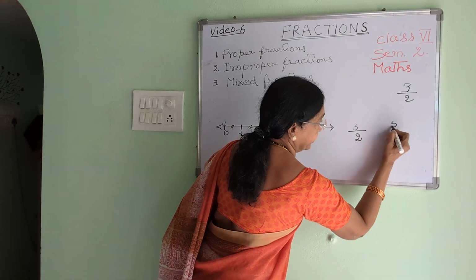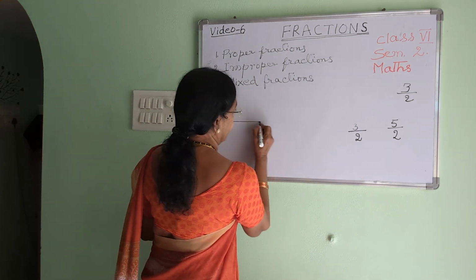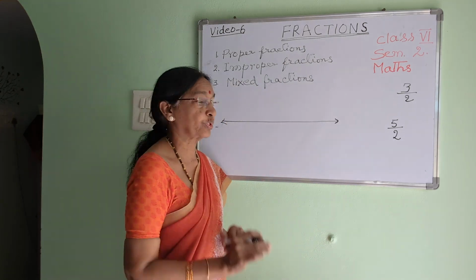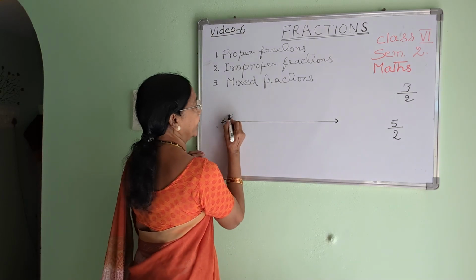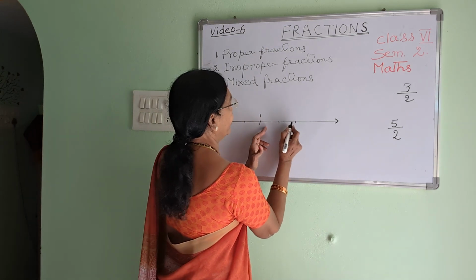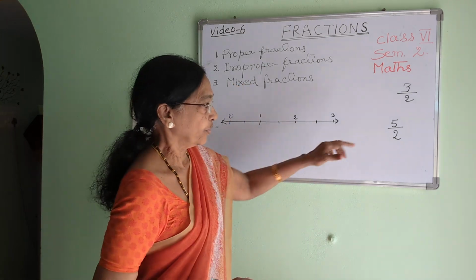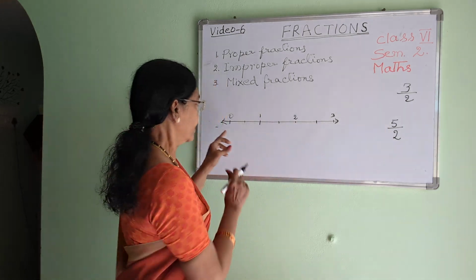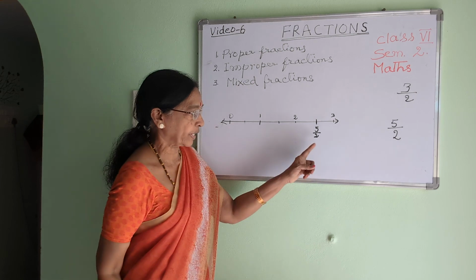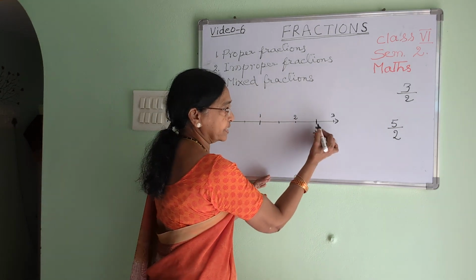Similarly, we will see 5 by 2 on a number line. The denominator 2 represents the number of total parts in one whole. Therefore, 1 is divided into 2 parts. This one is also divided into 2 parts, and this one is also divided into 2 parts. Now we have considered 5 parts: 1, 2, 3, 4, 5. So this is 5 by 2. The total number of parts in one whole is 2, but we have considered 5 parts. Therefore, this point represents 5 by 2.